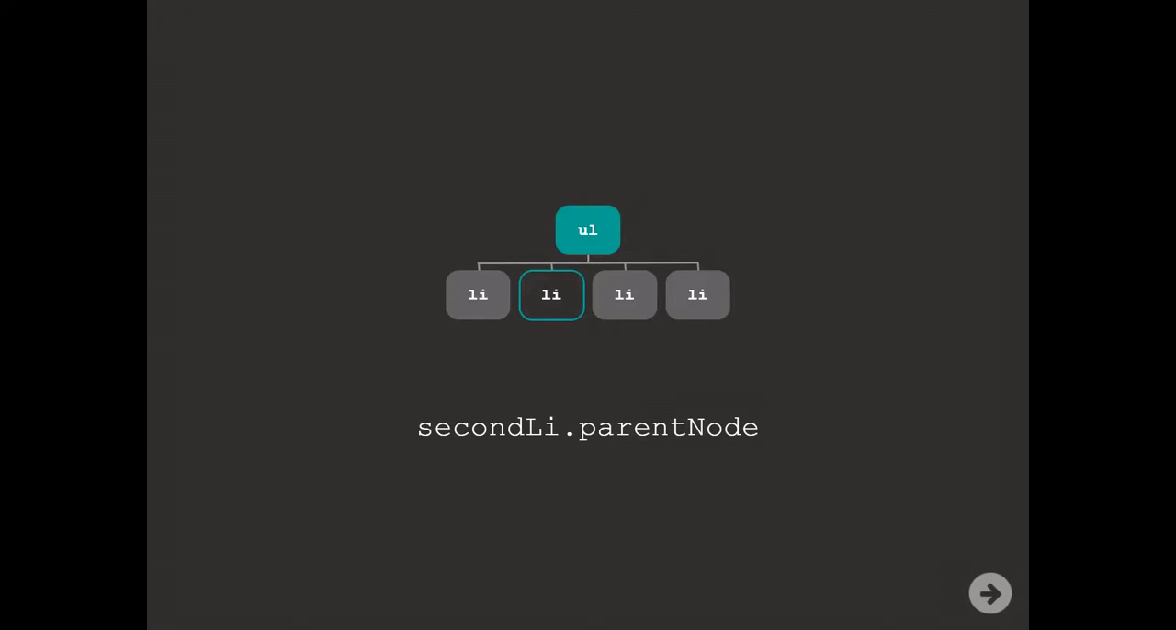We can access the parent. So obviously, parentNode is the name of the property. It will give us a reference to the parent of that node. Now we can access the sibling. What does a sibling mean? Siblings are all the nodes that have the same parent. So it can be previous sibling or next sibling.